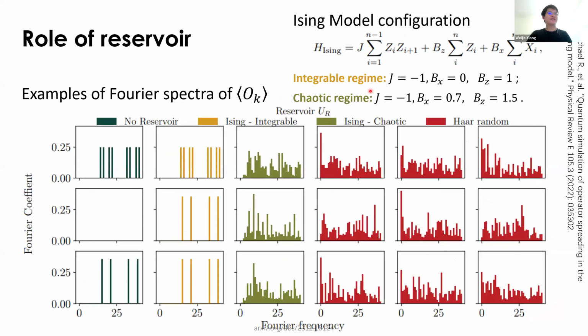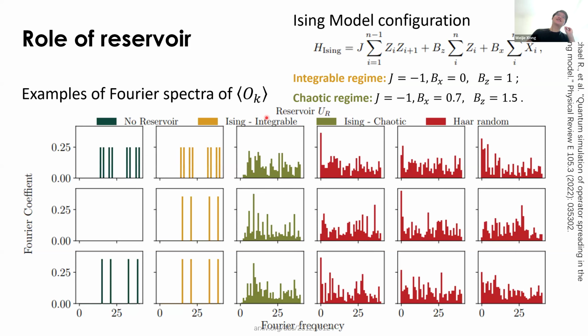Yeah, so far we discussed the encoding and measurement. We see that they will directly affect the Fourier expressivity. But how about the role of the reservoir? Does the reservoir also affect Fourier expressivity? The answer is yes.